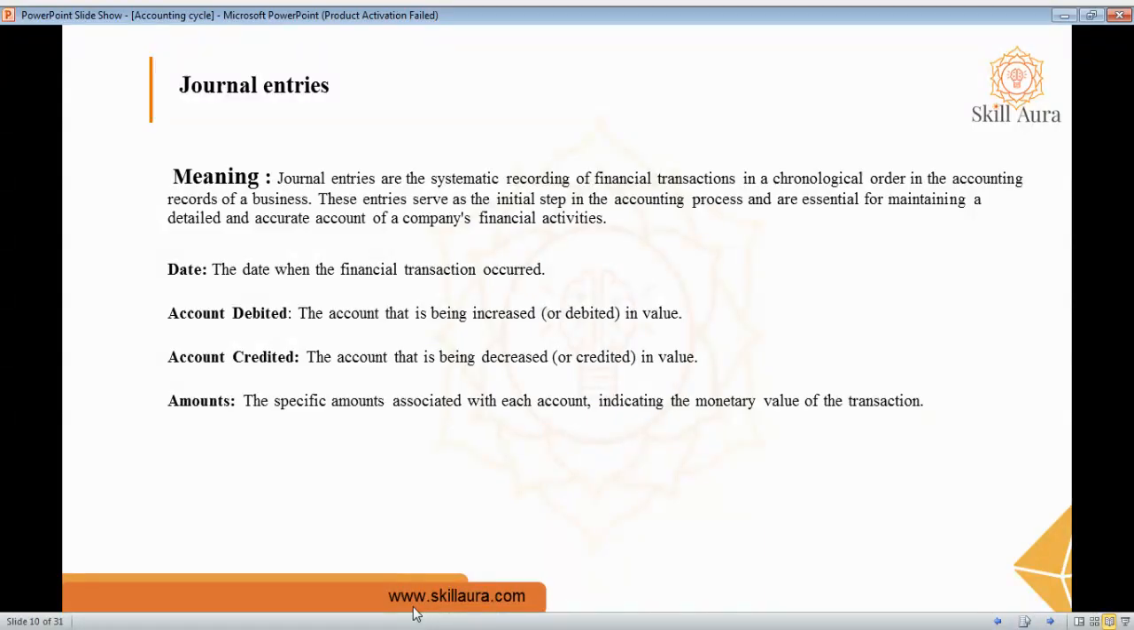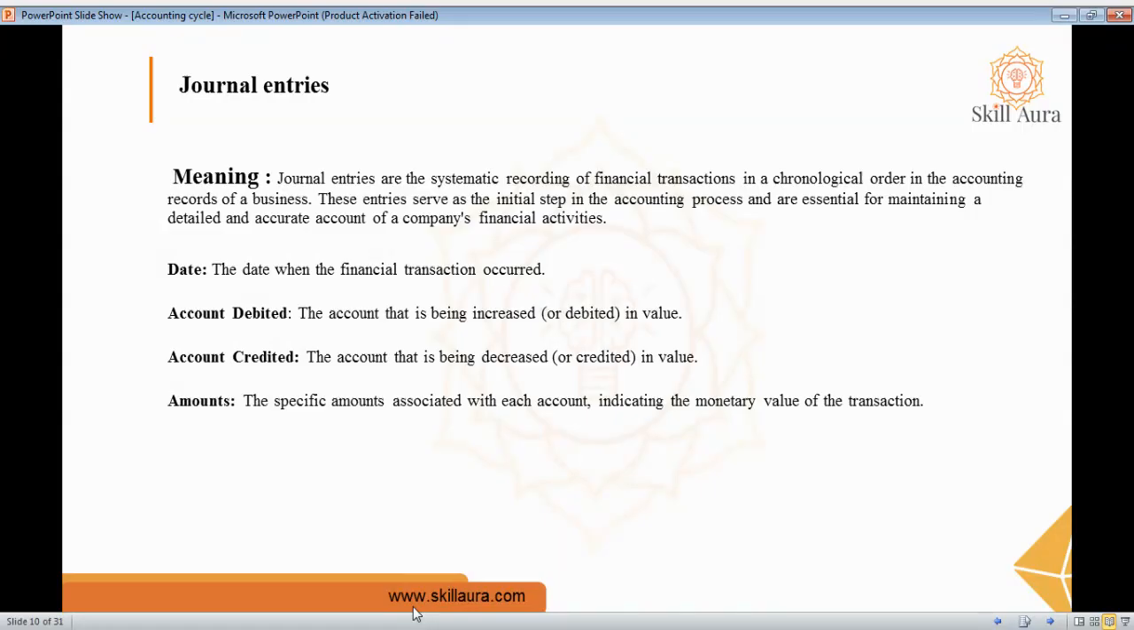So we have to understand the systematic record of financial transactions, which will be in chronological order to maintain the accounting record of the business. Here we'll have columns for date, account debited, account credited, and amount. In the date column, we'll post the date on which the financial transaction occurred. We'll analyze the date given in the transaction and fill it in.